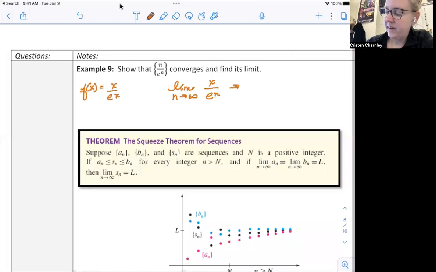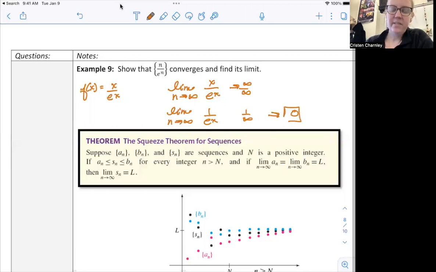Right now, this would be infinity over infinity. We know that's indeterminate, so we want to use L'Hopital's rule. So this becomes the limit as x approaches infinity of 1 over e to the x, which is 1 over infinity, which we know is 0. So it converges because we got a value for an answer, and the limit is 0.